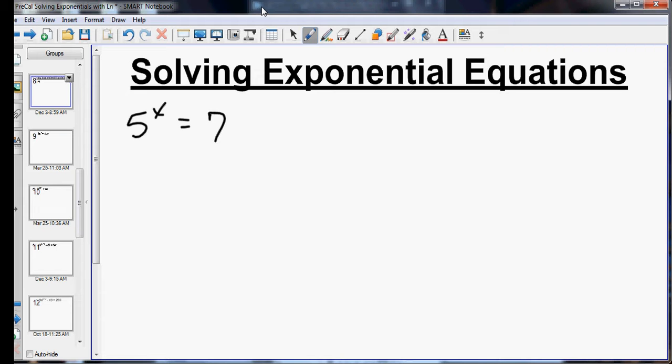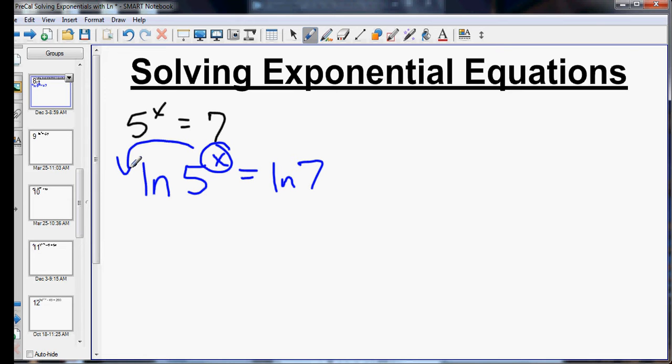Well, it turns out we use logarithms. So we're going to take the natural log of both sides. Because now that you know the properties of logs, you know what can happen to this x. Where can we move it? That's right, we're allowed to move the exponents down as coefficients. So x times the natural log of 5 equals the natural log of 7. And then we just divide both sides by the natural log of 5.